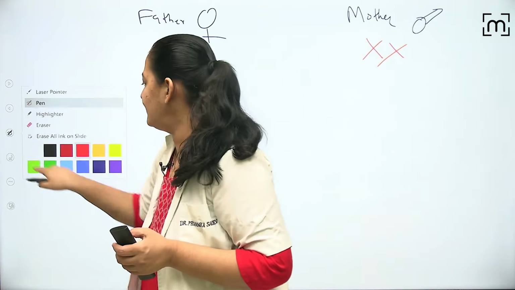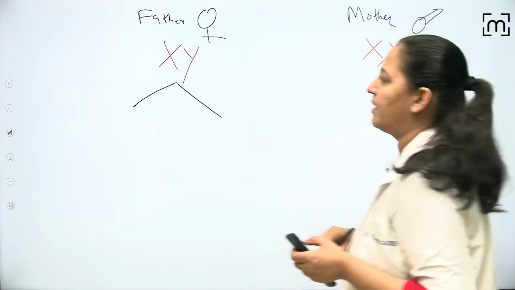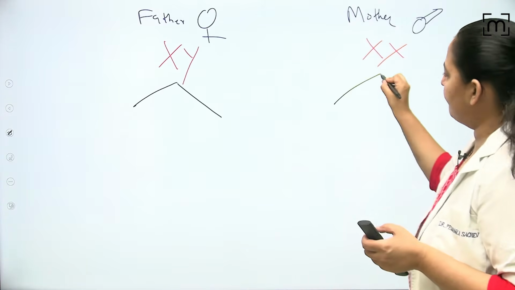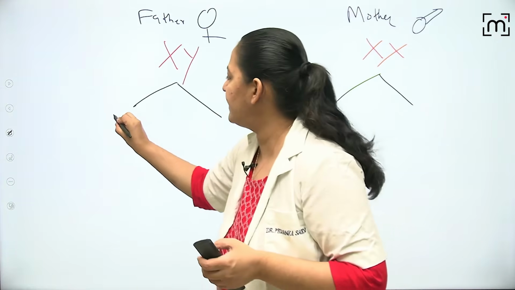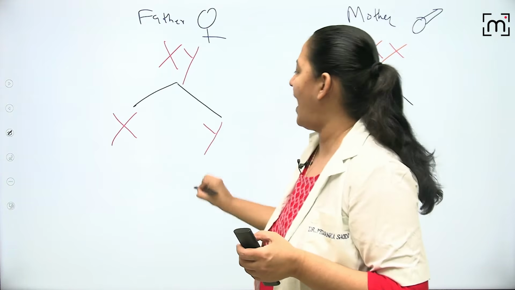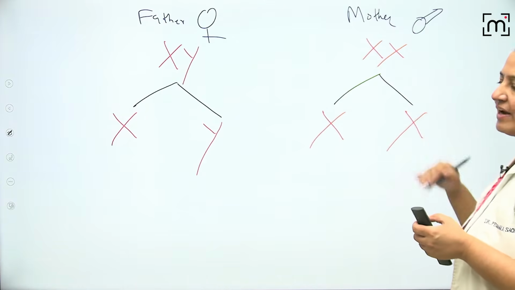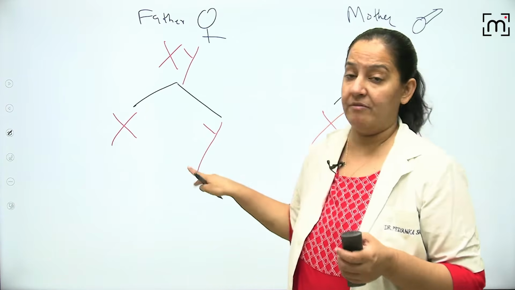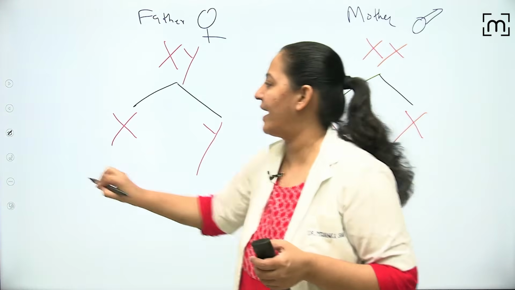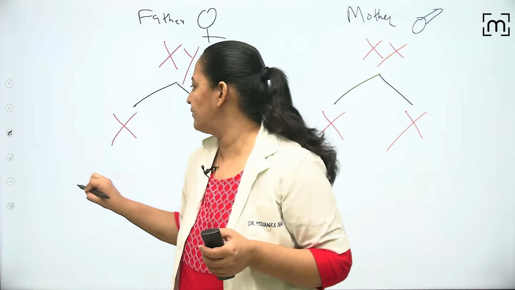So tell me the two types of sperms which are formed. In the father, two types of sperms are formed. In the mother, only one type. Both will be X. So tell me the two types of sperms. Here one is X, one is Y. Here both are X, X. So eggs are of only one type, containing X only. And sperms are of two types, one containing X, one containing Y. Now depending on which one is fusing.